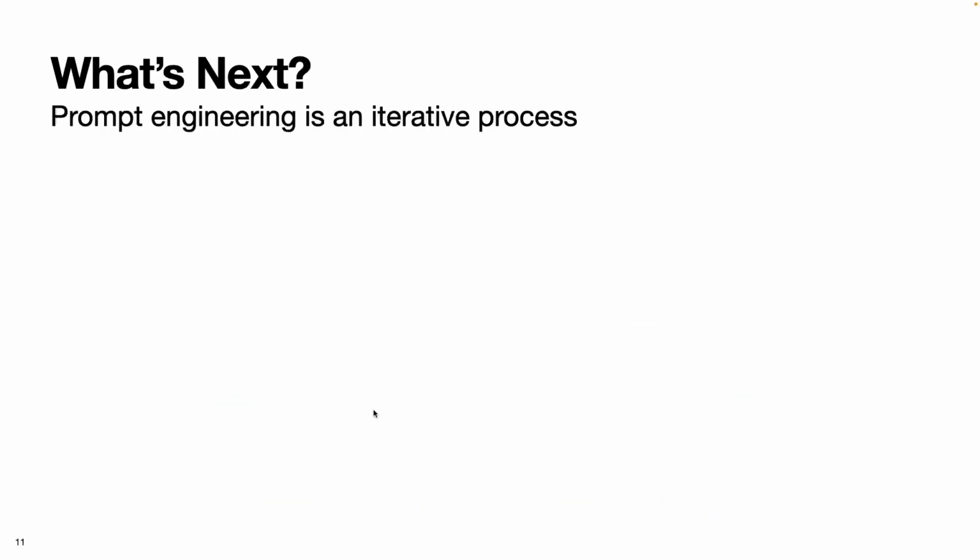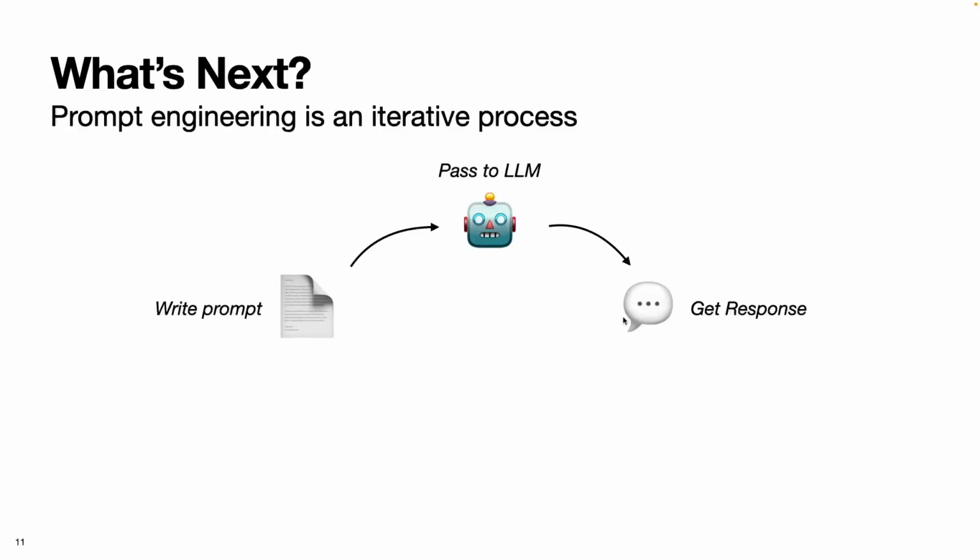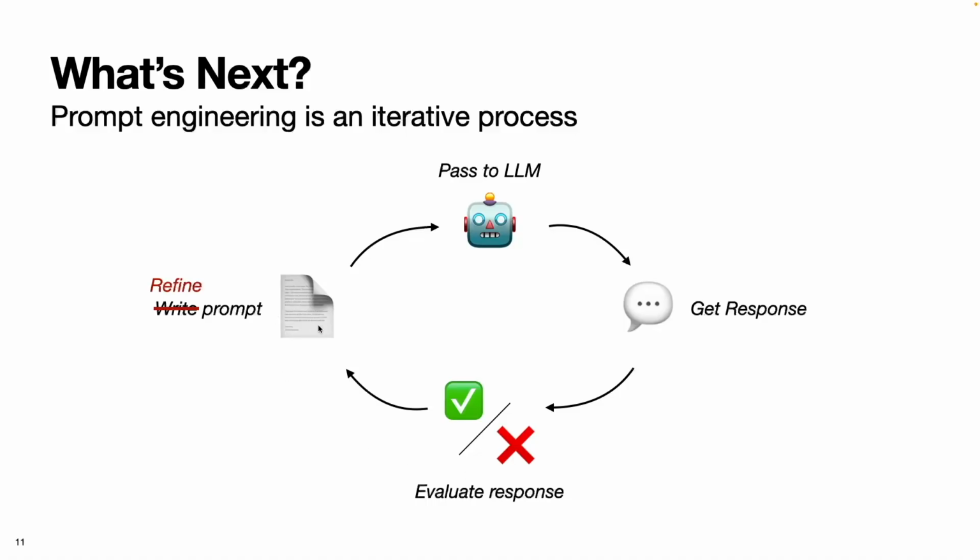A key point here is that prompt engineering is an iterative process. In other words, it's not so important how good your initial prompt is, but rather how effectively you can iterate and improve upon your prompt based on model responses. Typically, what this looks like is you'll write an initial prompt, you'll pass it to an LLM, you'll get a response from that LLM, and then you'll evaluate that response. Was it good? Was it bad? And then you'll use this evaluation to refine your prompt.